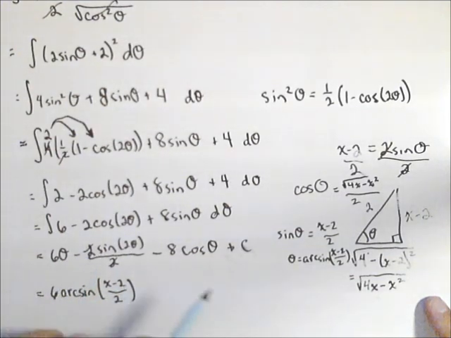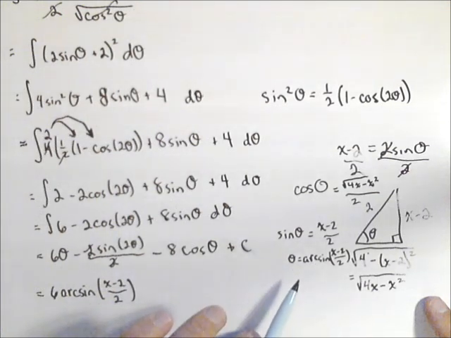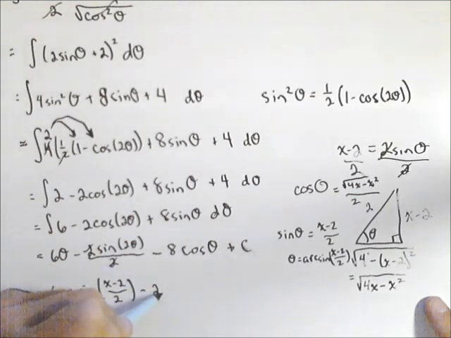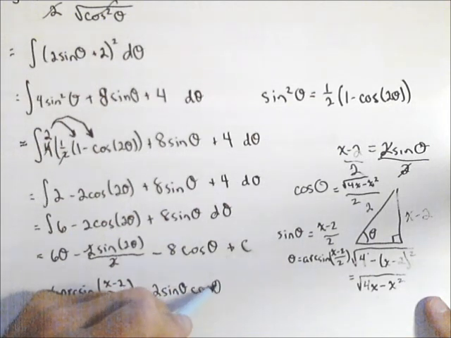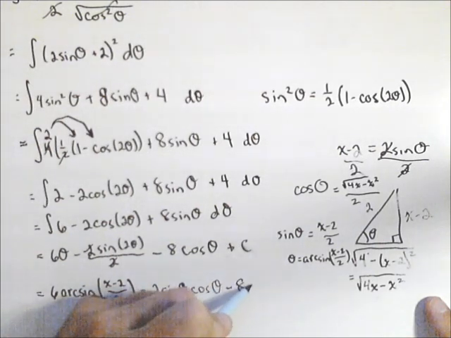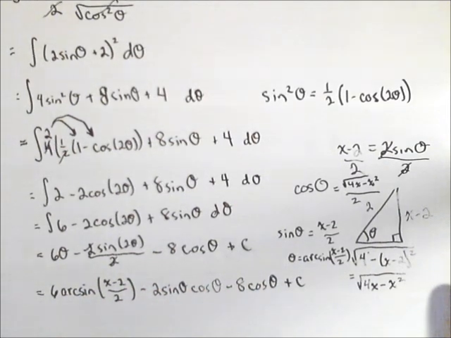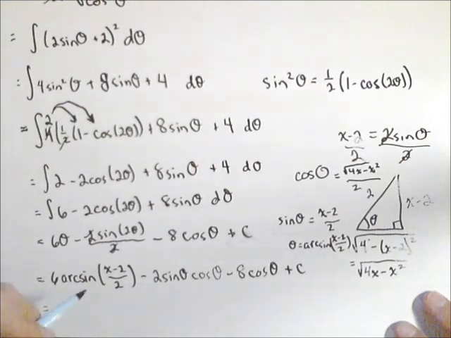Now sine of 2 theta. Notice we don't have sine of 2 theta. We can't just double one of these. So we are going to have to use the double angle identity for sine, and we'll substitute in the next time. Sine of 2 theta is 2 sine theta cosine theta, minus 8 cosine theta plus c. And now we'll substitute. We could have substituted for that cosine theta there last time. Let's get it all back in terms of x though.